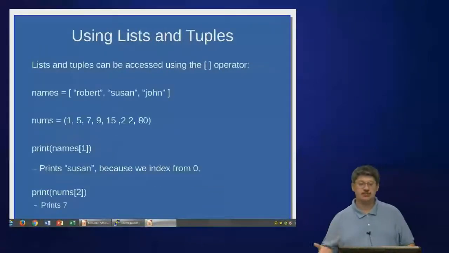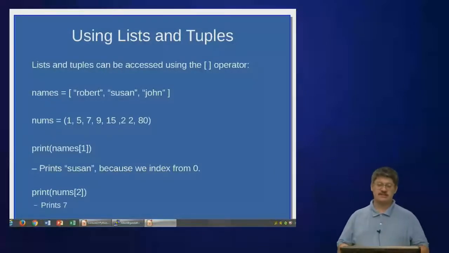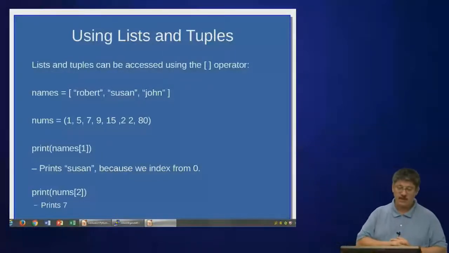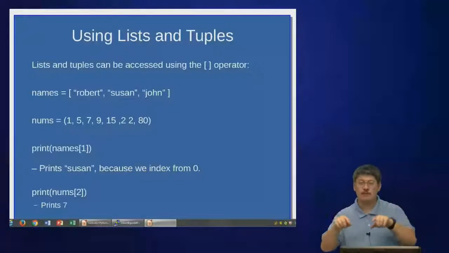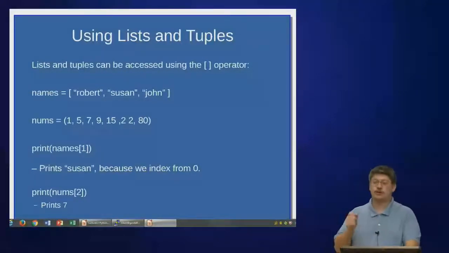So to use lists and tuples, we use square bracket notation again. Here I've created a list that contains the strings Robert, Susan, and John. I've also created a tuple, nums, that has the values 1, 5, 7, 9, 15, 22, and 80. And if I print out names square bracket 1, that will print out the second item in the list. So it'll print out Susan.